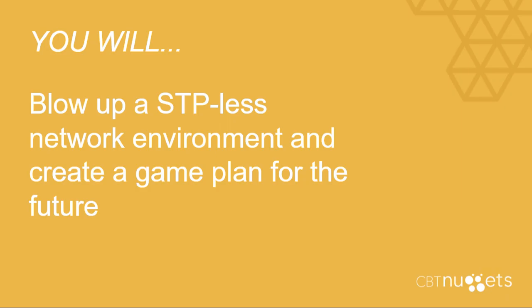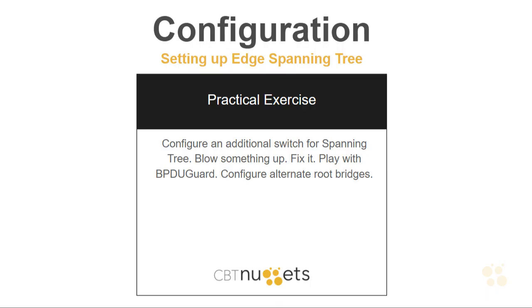Now, I promise that you would be able to blow up a spanning tree-less network environment and create a game plan for the future. So this lab objective is as wide open as you can get. I want you to configure an additional switch for Spanning Tree. I want you to blow something up. I want you to fix it. I want you to play with BPDU Guard.